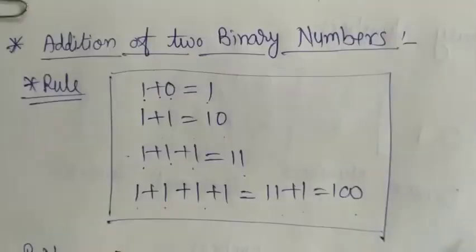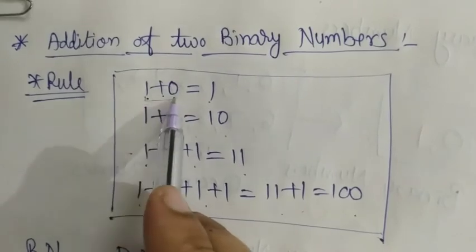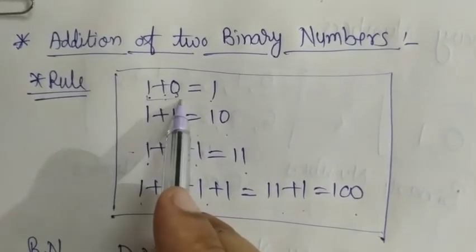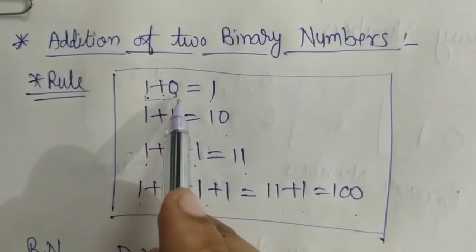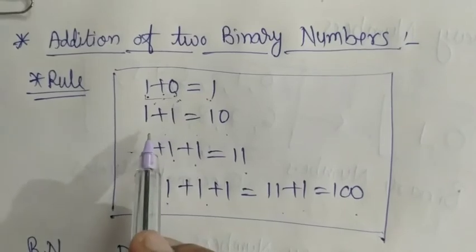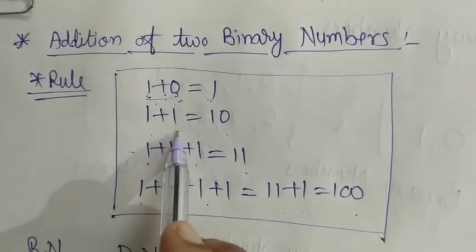Thus our counting will be continuous. So now I thought you can understand this better. In the binary 101, in the decimal 1 plus 0, both will be the same, because 1 and 0 are the same in both decimal and binary. So 1 plus 0 means 1.